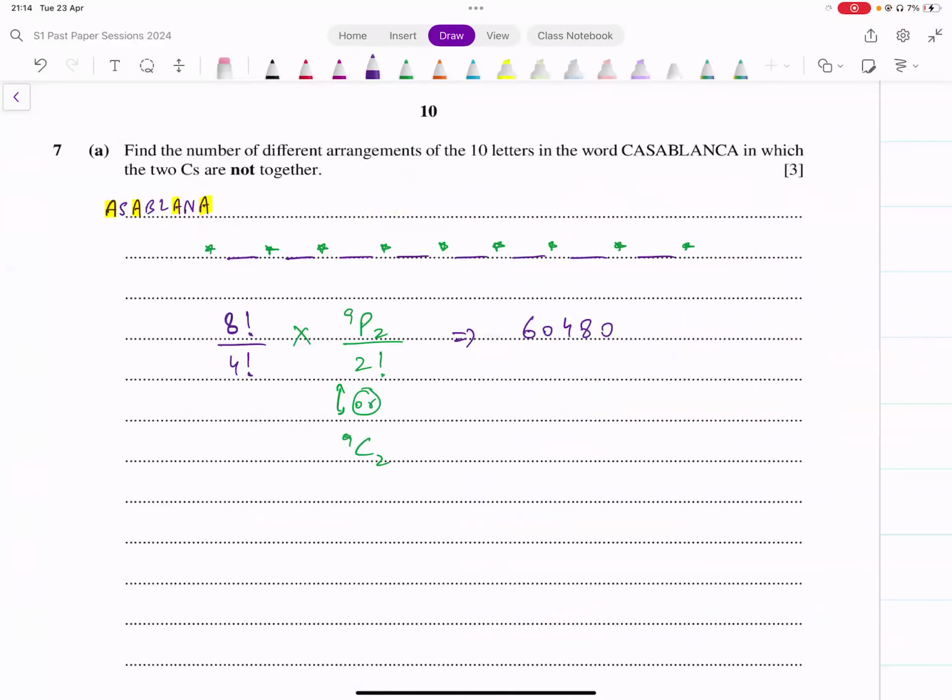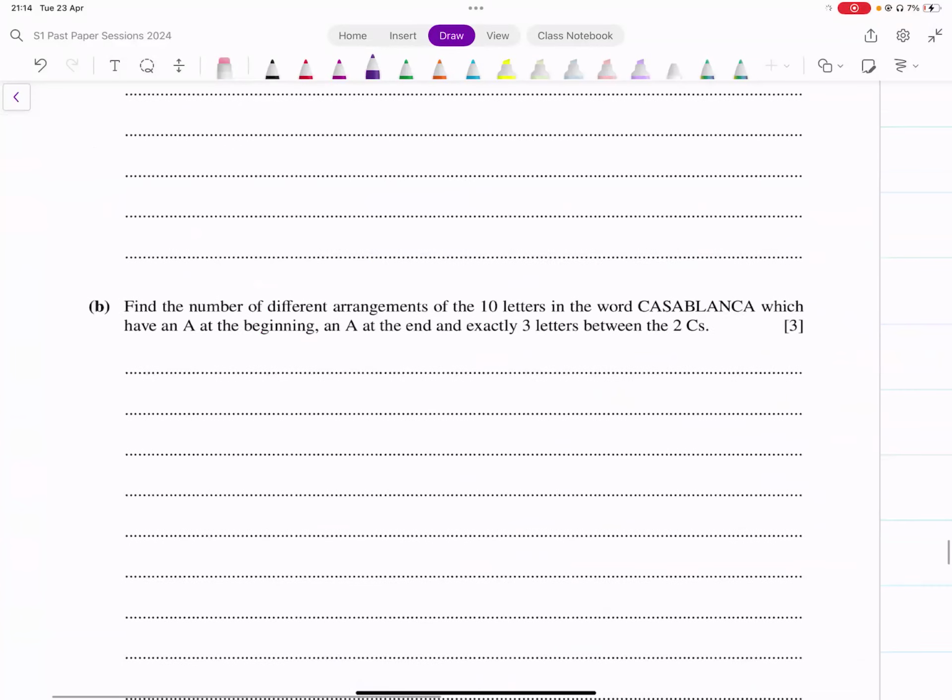This is 7 part A. Let's look at the next part. Now it says, find the number of different arrangements of the 10 letters in this word, which have an A at the beginning, an A at the end, and exactly 3 letters between the 2 C's. Okay, so how do we think about this now?